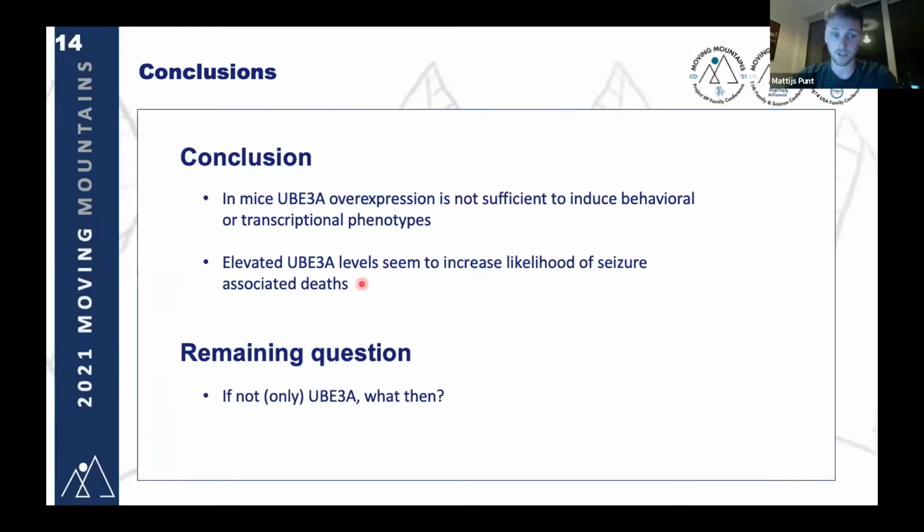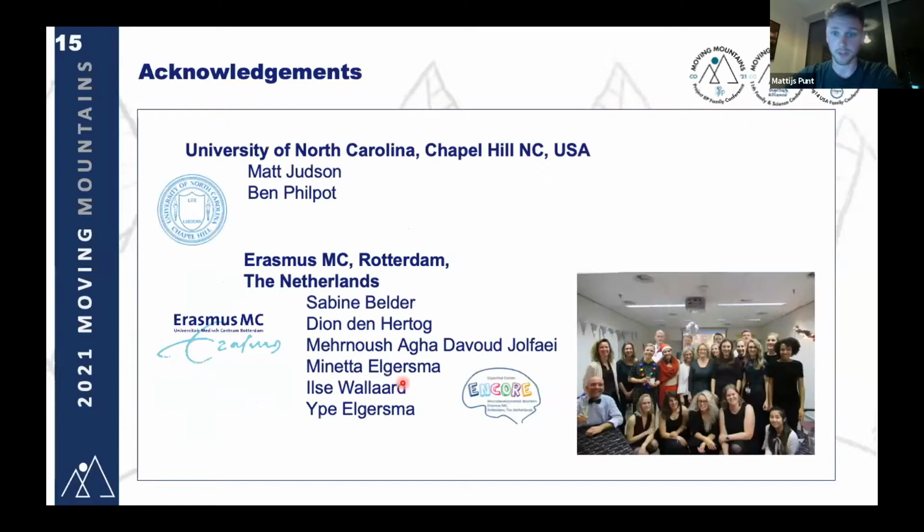As Matt showed, elevated UBE3A levels seem to increase the likelihood of seizure-associated deaths. But the remaining question, and something Matt already addressed in one of his last slides, is that UBE3A might be involved in any of these phenotypes, but there might not be a singular role for UBE3A. Other genes and proteins may co-contribute with UBE3A, eventually culminating in this Dup15q symptomatology.